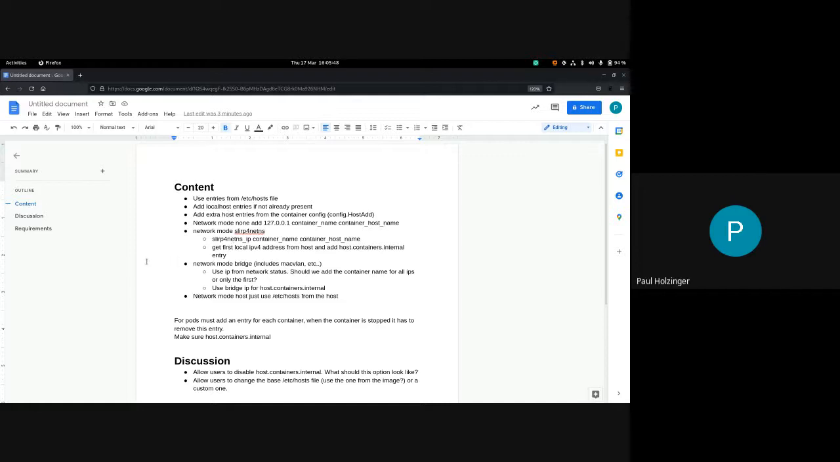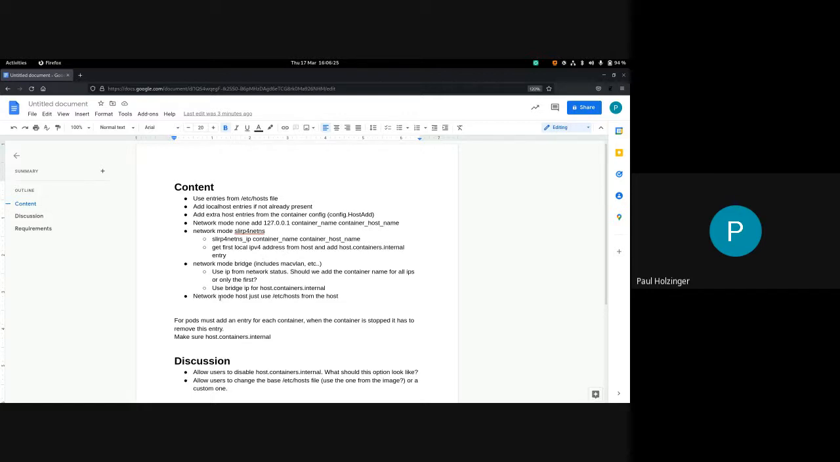Then we have a couple of different network modes. For network none, we should just add the localhost IP and the container name. For slirp4netns, we add the slirp IP, which is usually 10.0.2.100, I believe, with the container name. And right now we use the public interface IP from the host as the host.containers.internal entry.